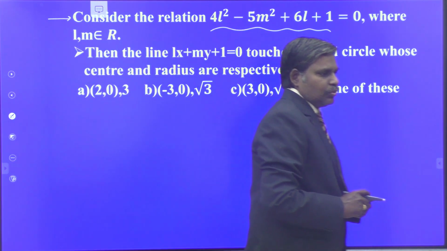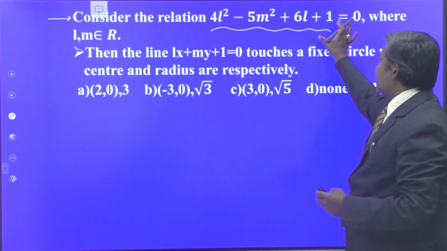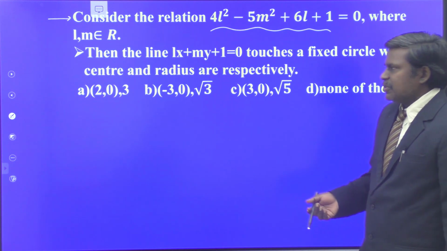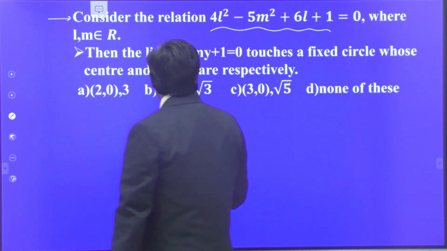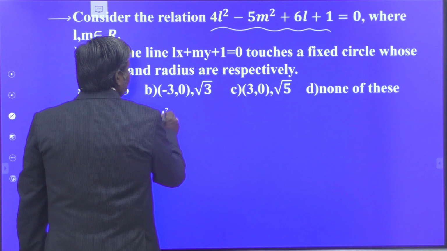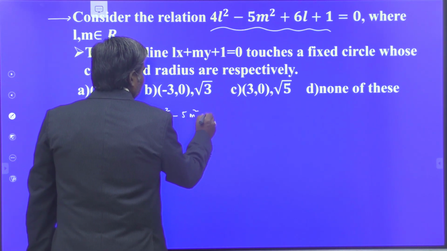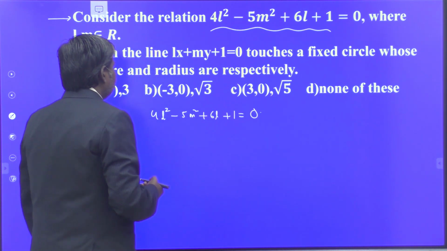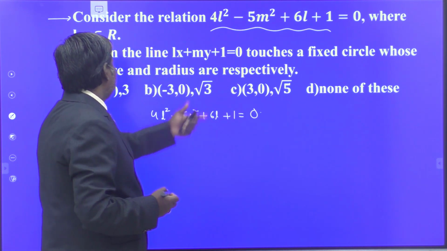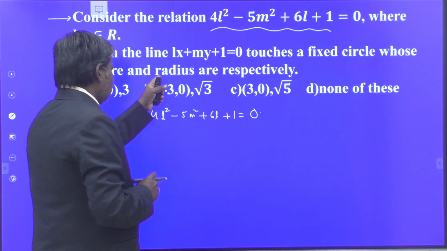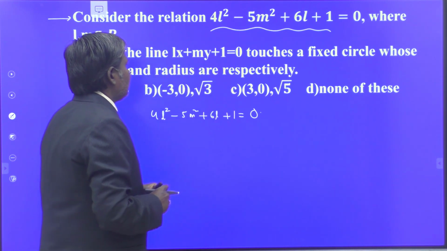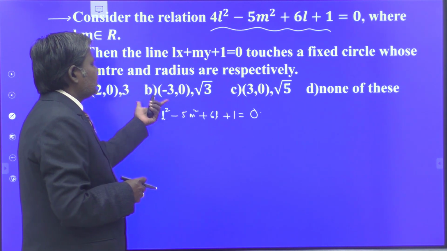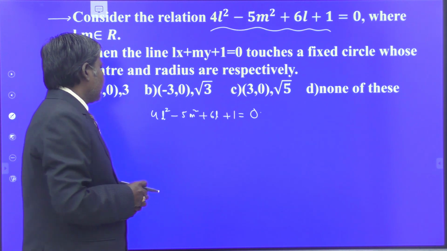The paragraph gives just the relation between L and M. With the help of the relation, we have to find the solutions for these problems. So, what is the relation? 4l square minus 5m square plus 6l plus 1 is equal to 0. From this relation, the line Lx plus My plus 1 equal to 0 touches a fixed circle whose center and radius are respectively what? That is the question to you.